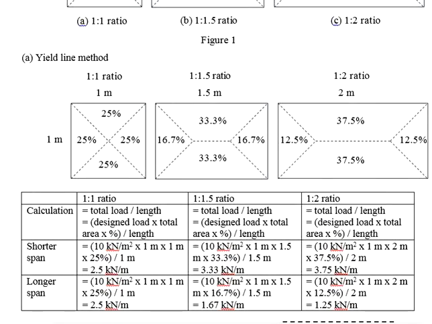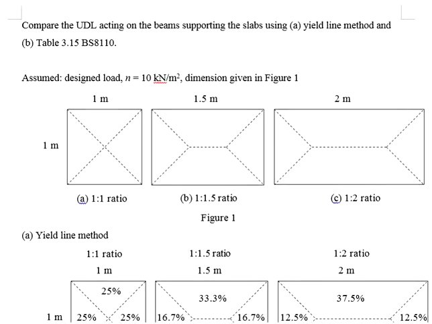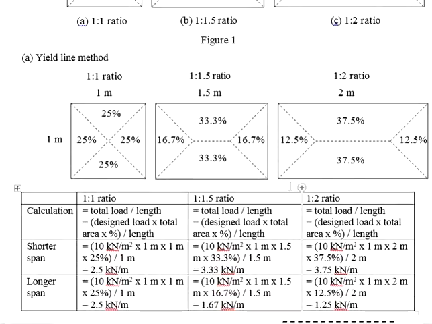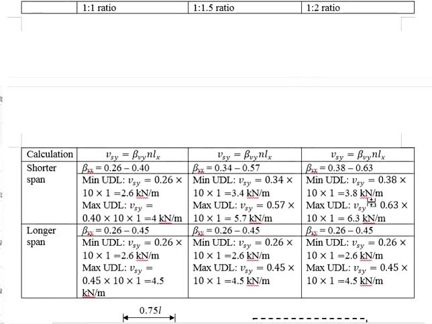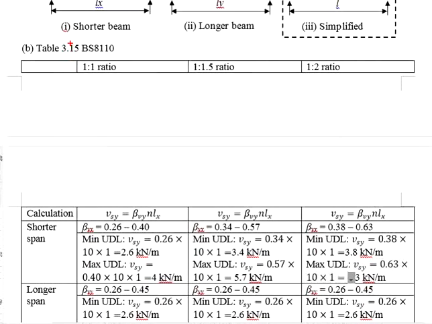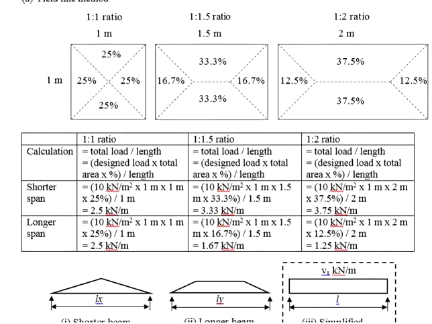Since the loadings are given in kilonewton per meter square, your total load will be your design load times the total area times the percentage of that particular part. Let's say you need to determine the loads acting onto the beam here. We consider this beam as the shorter span, in line with the definitions of longer span and shorter span by British Standard 8110, so that we can make direct comparison later.